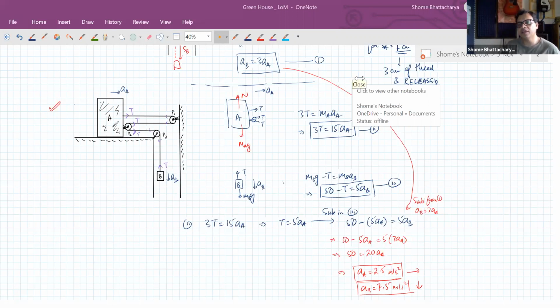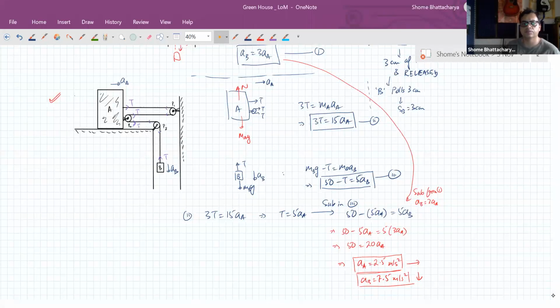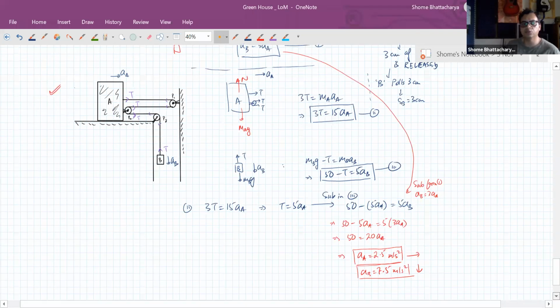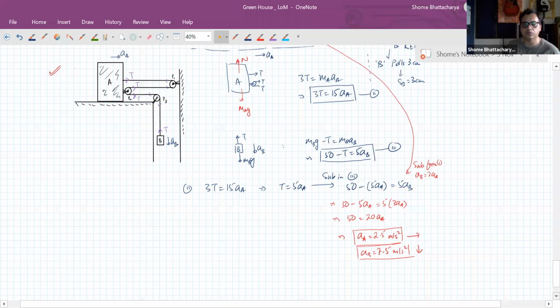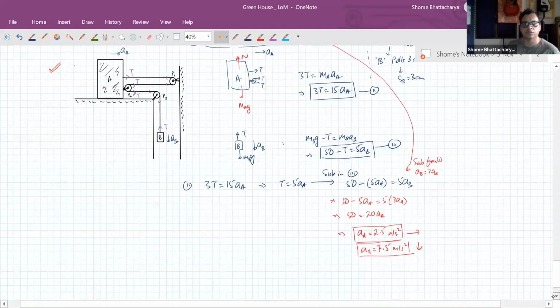Not directly by counting the number of threads. But yes, there is a second method also, which is called the virtual work method, which we'll be discussing in the next lecture. In certain cases, that second method will be shorter and easier than this. But you should know the basic relation here also, the thread length conservation. You should know the fundamentals.